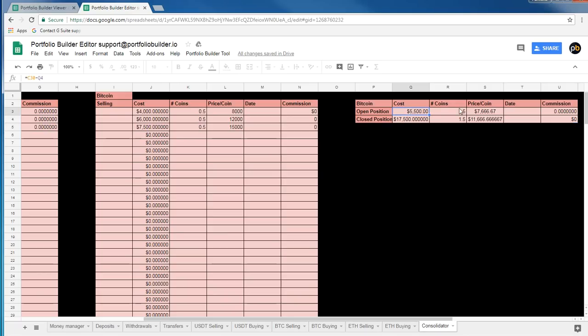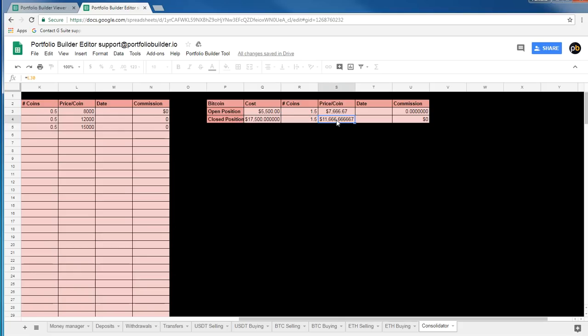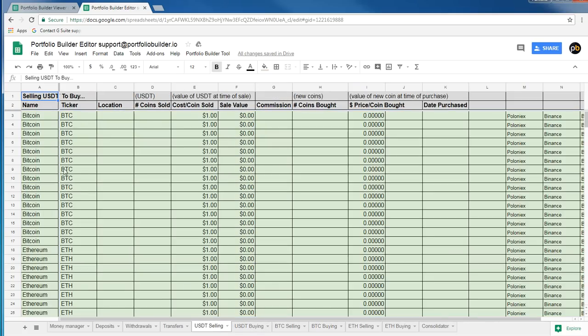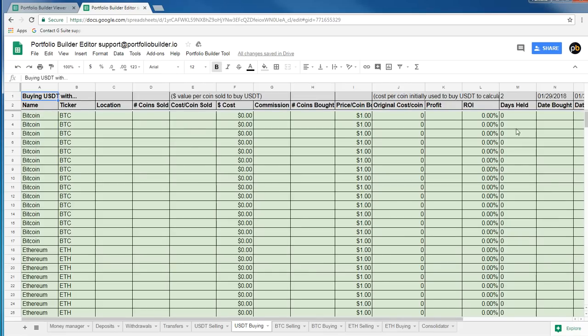So I can say that I have bought 1.5 Bitcoins for a price of $7,666, and I have sold 1.5 coins for $11,666. So if I go over to the Bitcoin buying, actually this would be USDT selling, I can now say I've sold USDT to buy a Bitcoin, and then I can say that I have bought USDT by selling a Bitcoin.